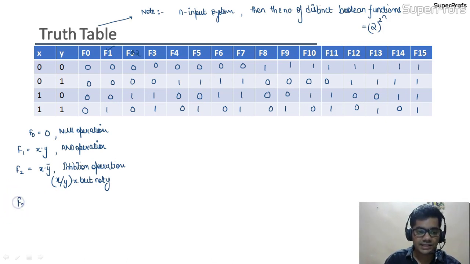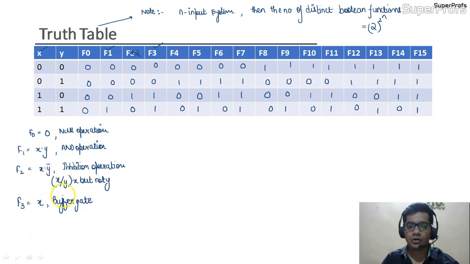Now we are going to discuss the f3 function. For the f3 function, we can see that the column of f3, 0 0 1 1, is equal to the column of input x, which is 0 0 1 1. So the final expression for the function f3 would be x, that is a buffer gate. Okay, this is our f3 function.